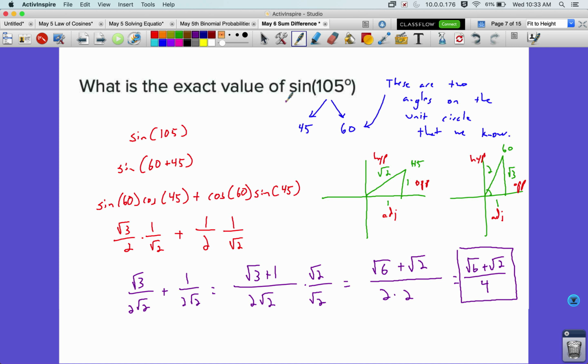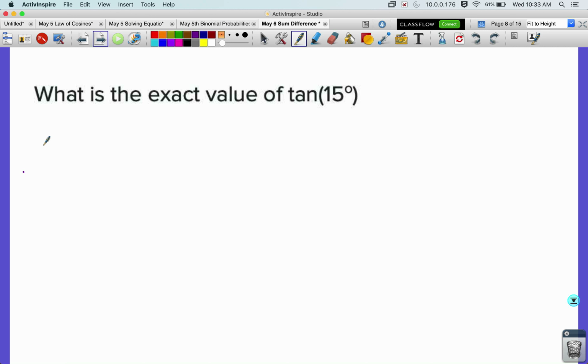So I think this is really cool because we could kind of use the calculator to cheat on other exact values for trig functions, but here you cannot. Plugging in sine of 105 does not reveal this irrational expression at all. And it's really hard to work backwards from that decimal to this irrational expression. You have to know how to do this. There's no workarounds.